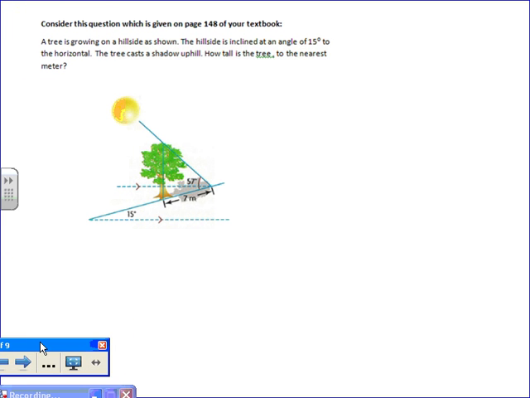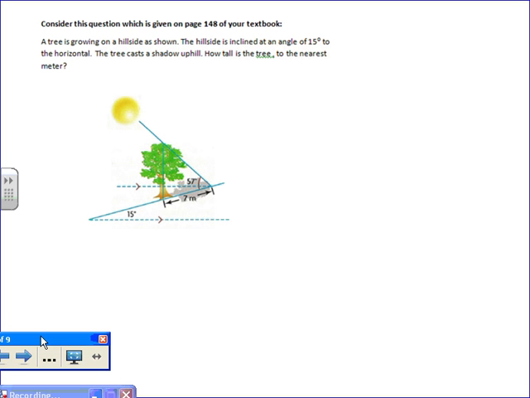The very last question we have here is a bit of a complex problem. It involves a diagram that contains an acute triangle as well as a couple of right triangles and some parallel lines. So this is kind of putting everything together. This is given on page 148 of your textbook, and we're going to go ahead and solve for it.